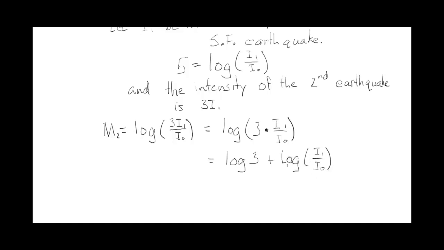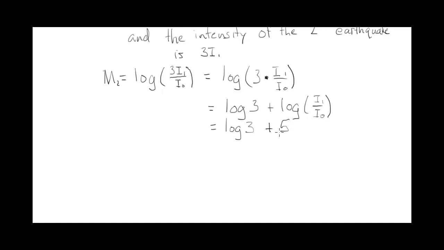But notice that the second number here, log of I1 over I naught, was equal to 5. That's the Richter scale measurement for the earthquake in San Francisco. So this is just plus 5. So we get log 3 plus 5. We just have to figure out what log 3 is and add that to 5. If you do that, you get approximately 5.48. So it's 0.48 greater on the Richter scale, for an earthquake which was 3 times as intense.